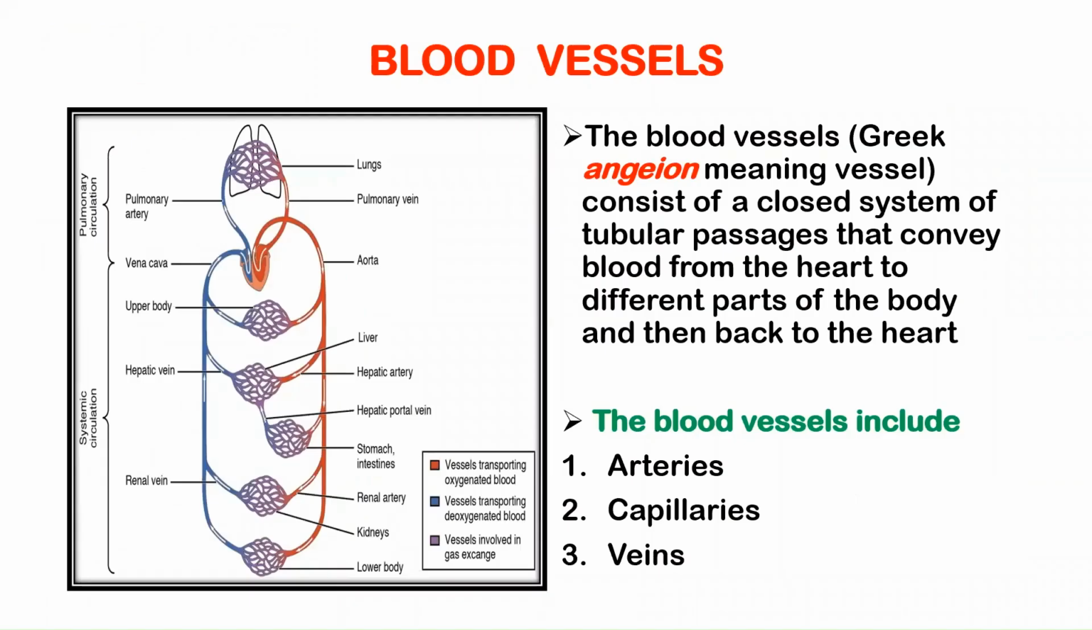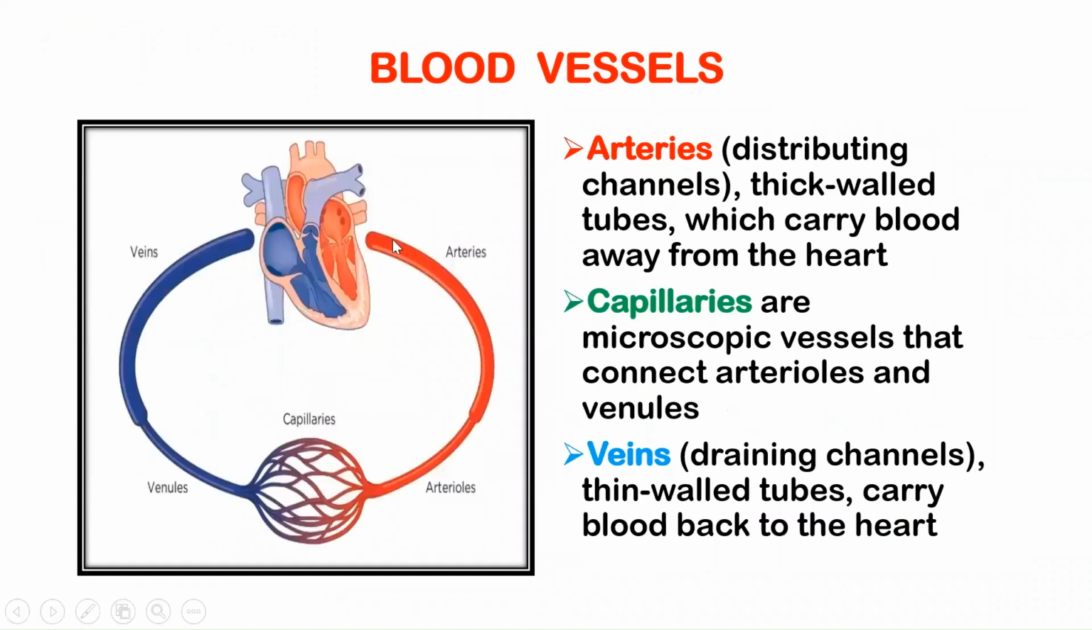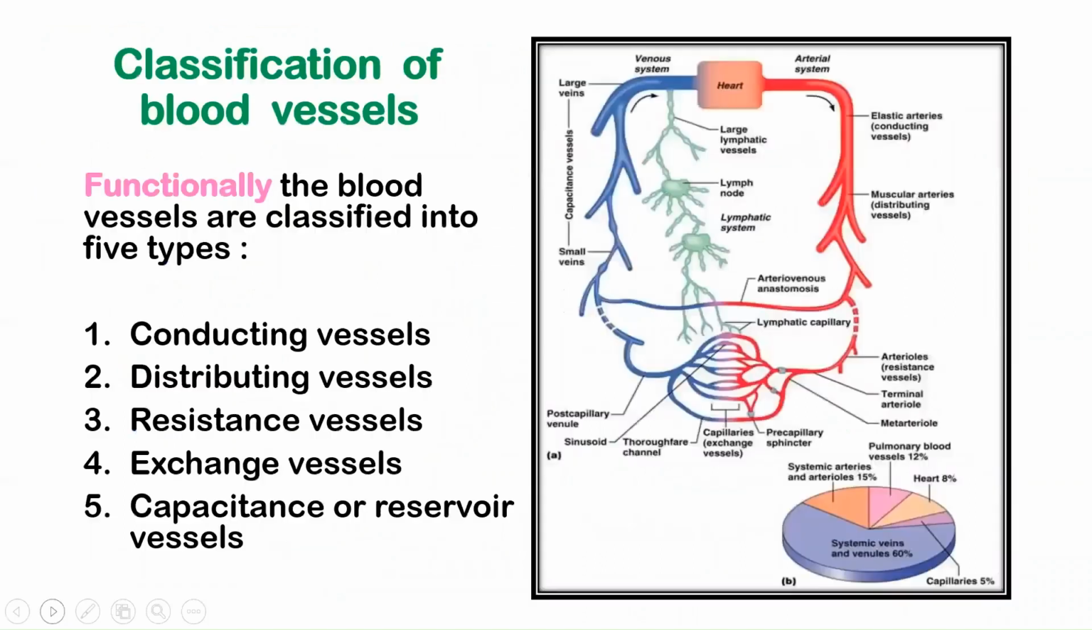The blood vessels consist of a closed system of tubular passages that convey blood from the heart to different parts of the body and then back to the heart. The blood vessels include the arteries, the capillaries, and the veins. The arteries are thick-walled tubes which carry the blood away from the heart. The capillaries are the exchange vessels, which are microscopic vessels connecting the arterioles with the venules, and the veins are the draining channels, thin-walled, which carry the blood back to the heart.